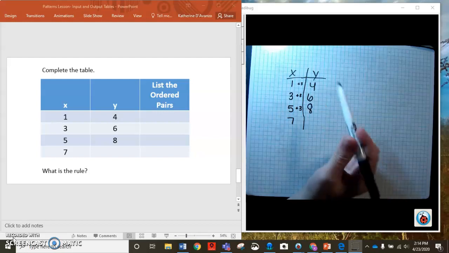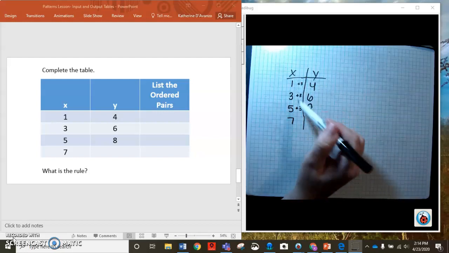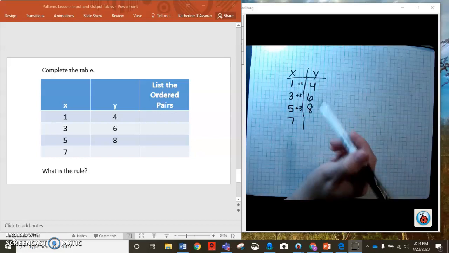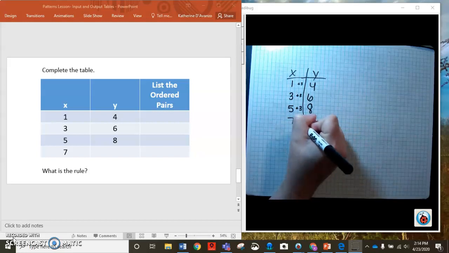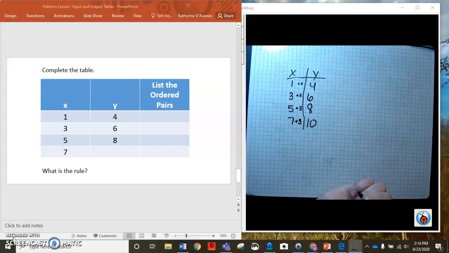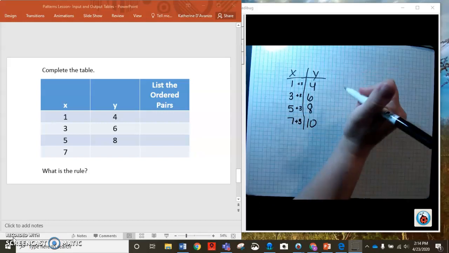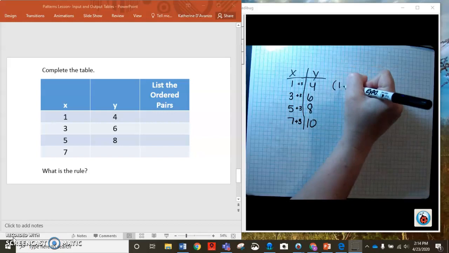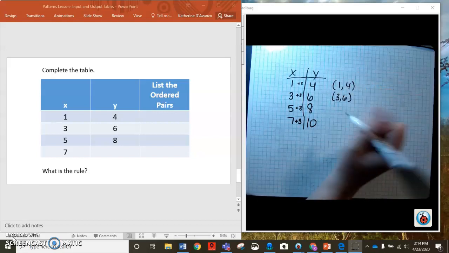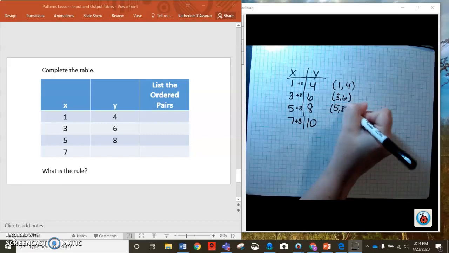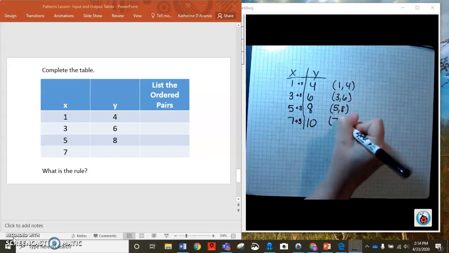So while there is a pattern going down where we have 1, 3, 5, 7, 4, 6, 8, and this is 10, the actual rule is to add 3. So the rule is add 3, and if we're going to put these as ordered pairs, we would put (1, 4), (3, 6), (5, 8), and (7, 10).